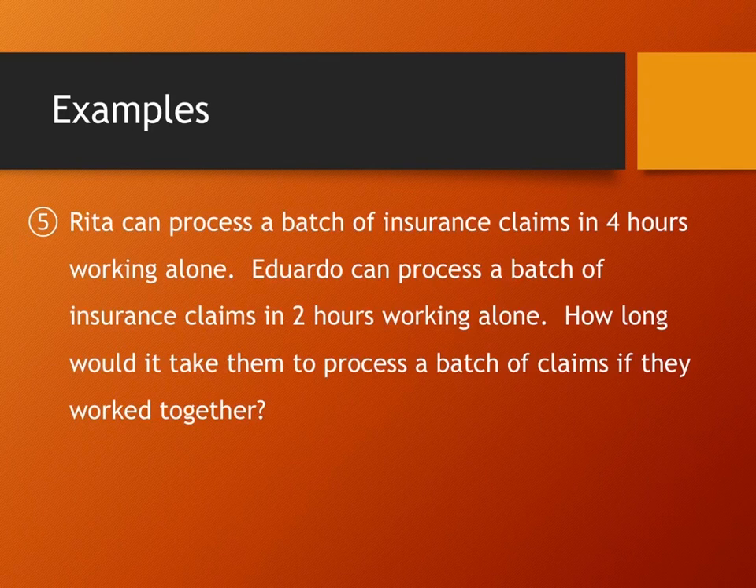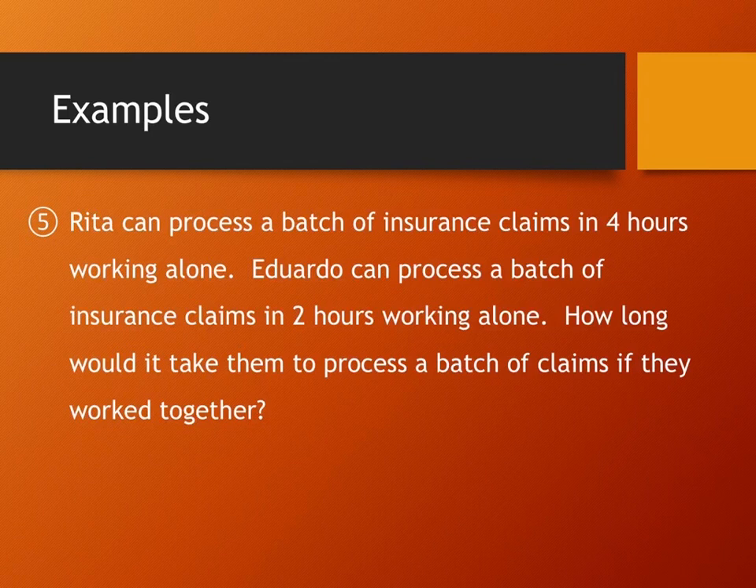All right, we've got Rita. Rita can process a batch of insurance claims in 4 hours working alone. Eduardo can process a batch of insurance claims in 2 hours working alone. How long would it take them to process a batch of claims if they worked together? Before we start working through the actual problem, can you ballpark what you think it might be? What's a reasonable number here?